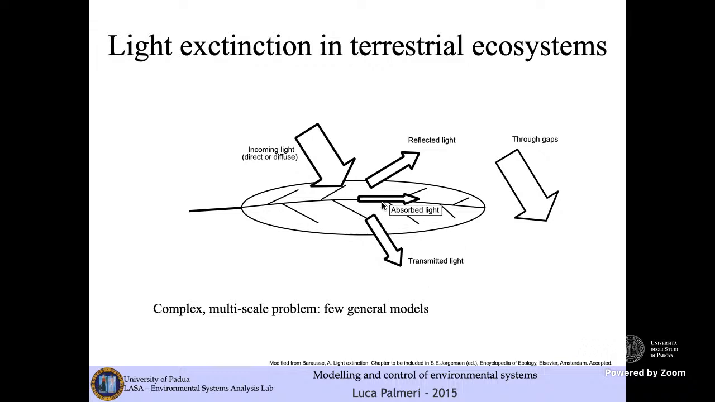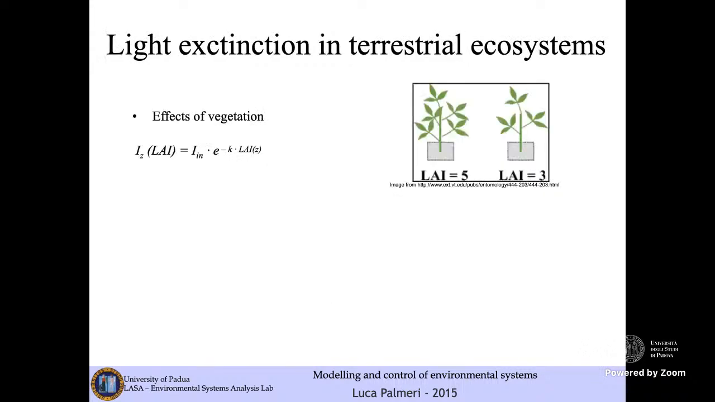And when it is absorbed, this is the light that performs or drives primary production. This is, of course, a complex multi-scale problem for which we have very few general models. In general, the most applied model is the so-called leaf area index model, in which we model the effect of vegetation by introducing a new state variable we may call leaf area index.